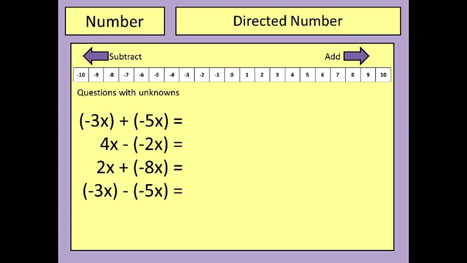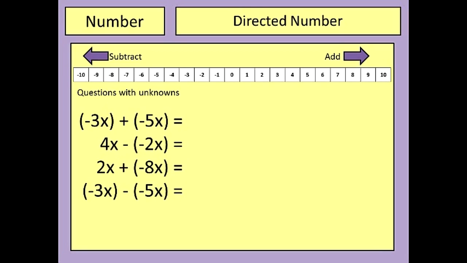In this final question, I'm going to take the idea of directed number and expand it slightly to include some algebra. So here you can see some sums, and they all have x's in them, or unknowns, variables. So -3x plus -5x, and we need to consider what the answer of that is going to be.